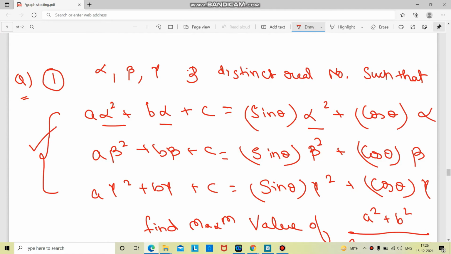Let's discuss some questions on quadratic equation. Let's start.